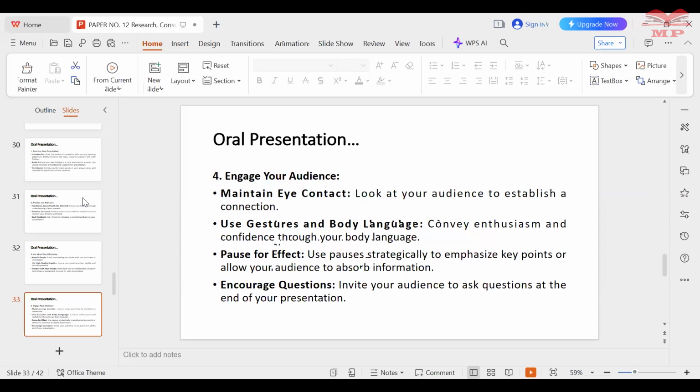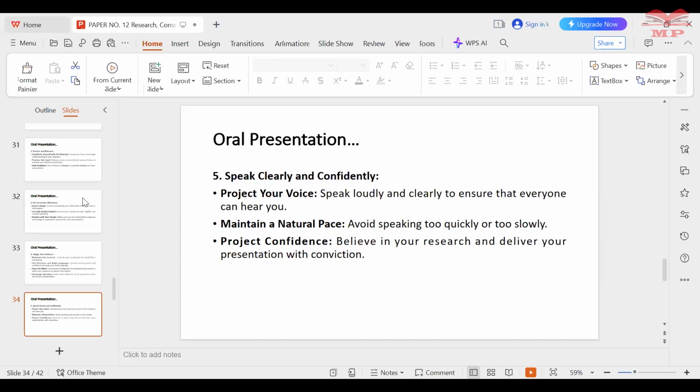Pausing for effect. It's important for the presenter to use pauses strategically to emphasize key points or allow the audience to absorb information. The presenter in an oral setting should also encourage questions by inviting the audience to ask questions at the end of the presentation. Then number five, speak clearly and confidently.